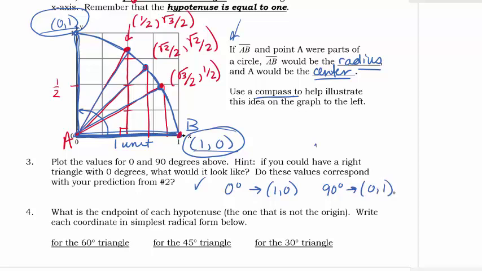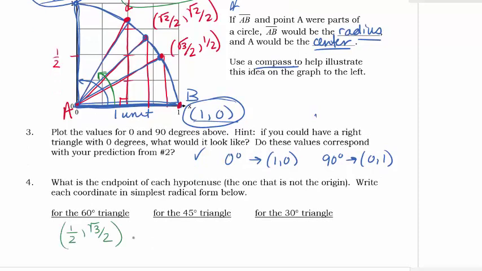Okay, we're going to do the same for the 60 degree triangle. Now remember, when we go to the 60 degree triangle, we need to go up to this 30, 60, 90 triangle, and the endpoints are 1/2, rad 3 over 2. If we go to the 45 degree triangle, we're going to this second triangle that we made, and the endpoints of that triangle are rad 2 over 2, rad 2 over 2. And then for the very last triangle, if we look at that, the endpoint of that radius is rad 3 over 2, 1/2.